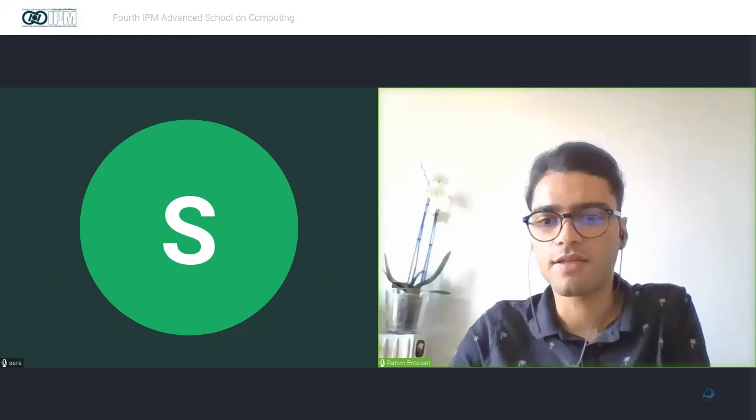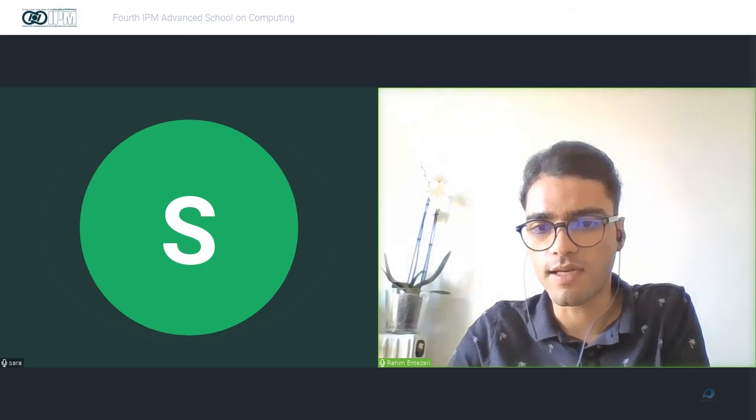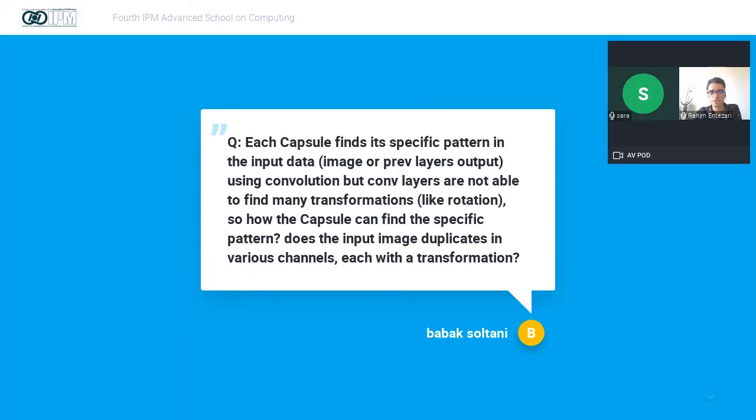The first question, by Babak, asks that each capsule finds its specific pattern in the input data, image or previous layers' output, using convolutions. But conv layers are not able to find many transformations like rotation. So how can the capsule find a specific pattern?